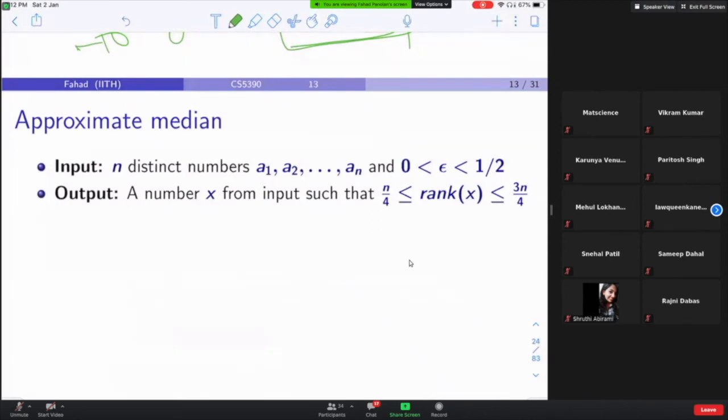Just a very simple algorithm. Suppose I say I want a number whose rank, it's okay if it is not the median, but it's close to the median in the sense that its rank should be between n by 4 and 3n by 4. Any idea how to find such an element?